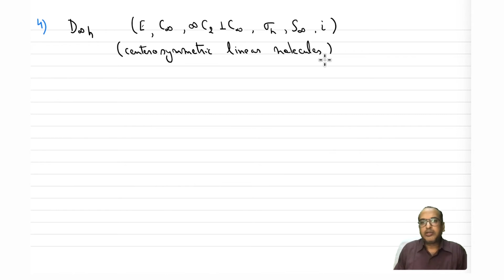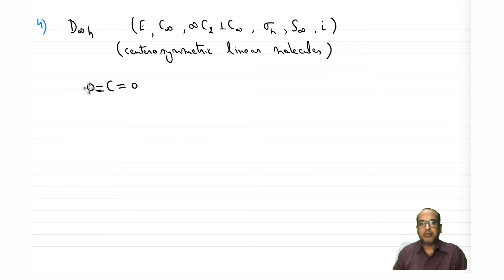So linear molecules can either be non-centrosymmetric or centrosymmetric. There are only two options. We have already seen C∞v, which is the non-centrosymmetric linear molecule. This one is the centrosymmetric linear molecule, and a typical example is CO2. The center of symmetry lies at the carbon, and then you have two oxygens at the end. So you can easily see where your C∞ axis is.